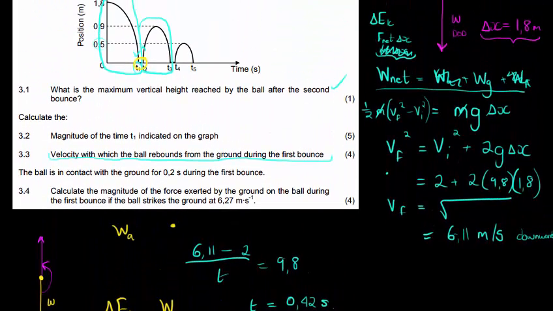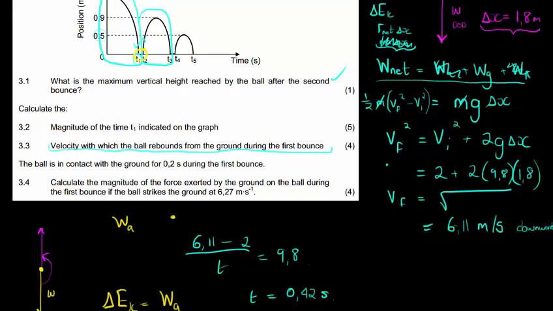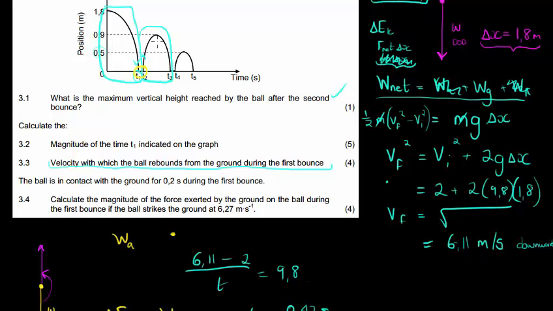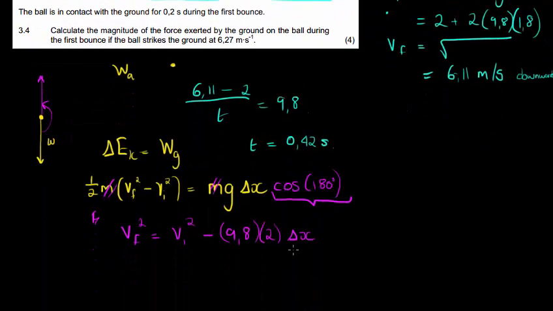You don't have either of them, but you have delta x. Do you have delta x? What is delta x? 0.9. In other words, you are telling me that from the bottom to the top is 0.9 meters. I agree with you. We have that this is negative 9.8 times 2 times 0.9.